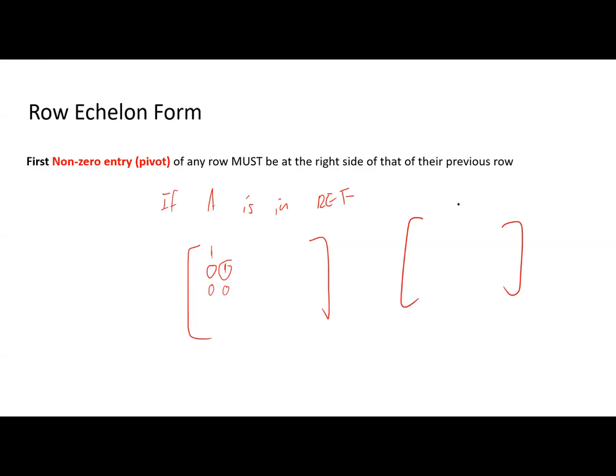For example, you are given a 100 times 100 matrix. Then if in the 50th row, you find the first non-zero entry is somewhere here, which is the 55th column, then in the 51st row, the first non-zero entry must be after the 55th column, maybe in the 56th, so and so forth. So the first 55 entries must be all zero, which is the definition of a row echelon form.